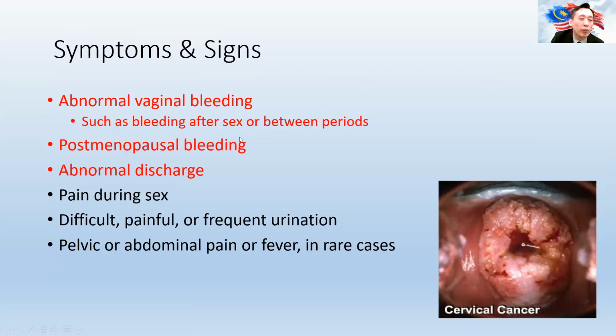The signs and symptoms of cervical cancer are abnormal vaginal bleeding, such as bleeding after sex, intermenstrual bleeding, postcoital bleeding, postmenopausal bleeding, abnormal discharge and pain during sex, difficult and painful urination, and pelvic abdominal pain. When they have pelvic abdominal pain or dysuria, that means the cancer must have spread outside the cervix.